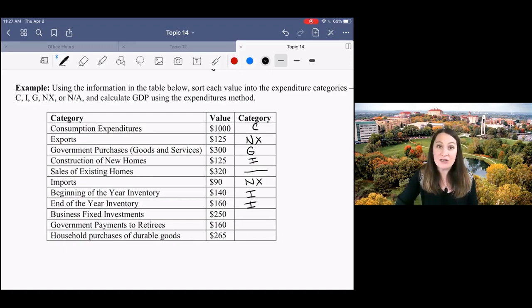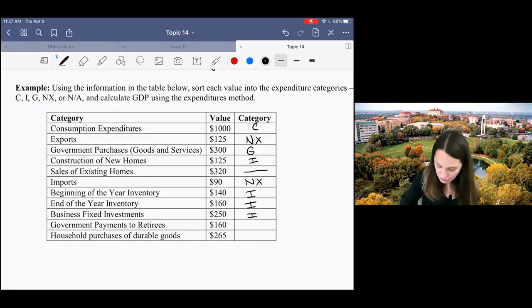And say we had a decrease in inventory, that's okay. That negative number would go into our GDP calculations because some of our consumption expenditures would have been on stuff that was already in our inventory in the beginning of the year. So we would want to subtract that off. All right. Business fixed investments, also going to count towards investment spending.